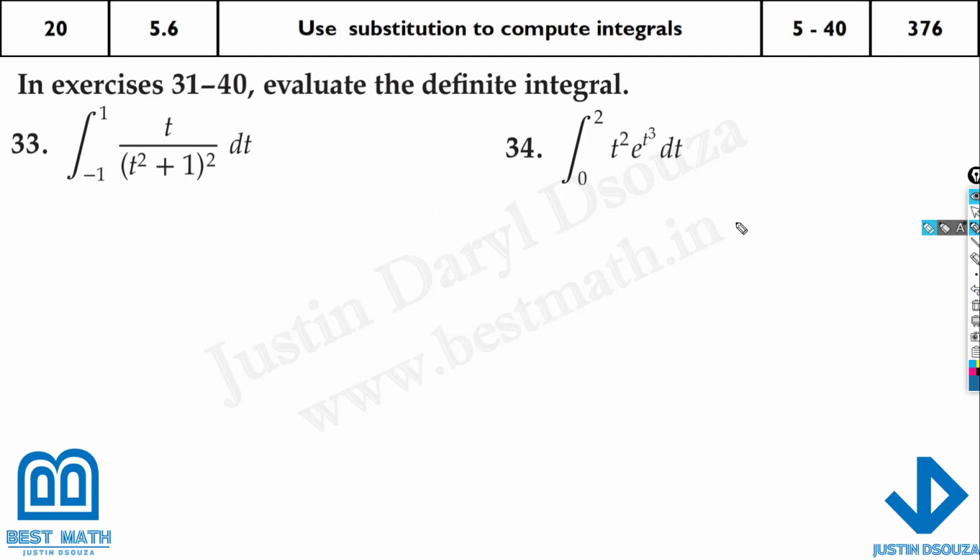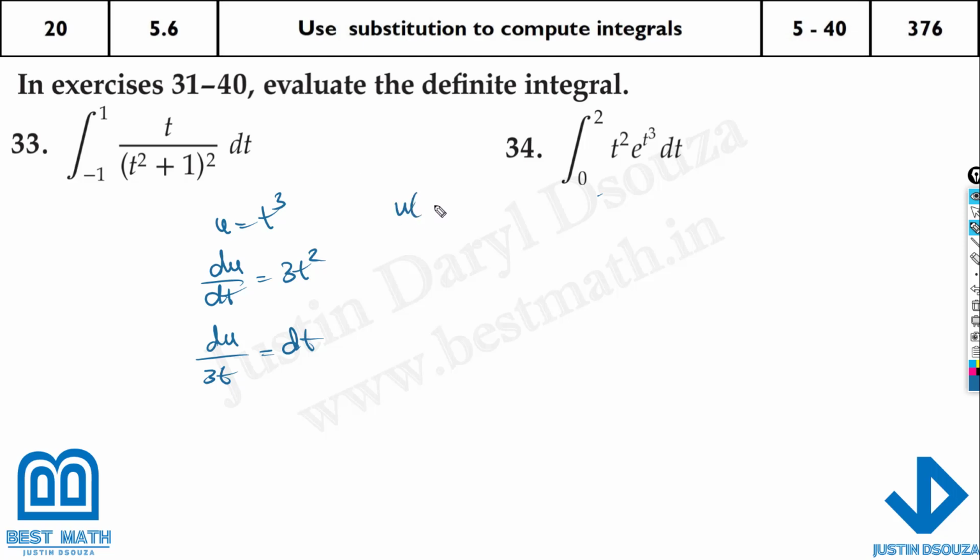What about the next problem? Here, let us take t to the power 3 as u, because when I differentiate it, I'm going to get t to the power 2 and I can simplify this. I can cancel it off. So here u is equal to t to the power 3. du by dt is equal to 3t squared. And du by 3t squared is equal to dt.